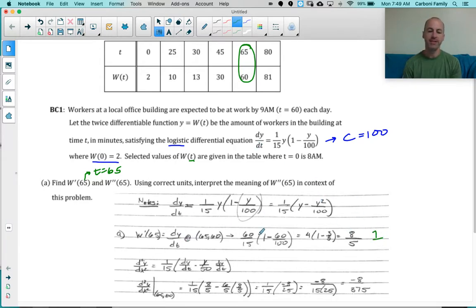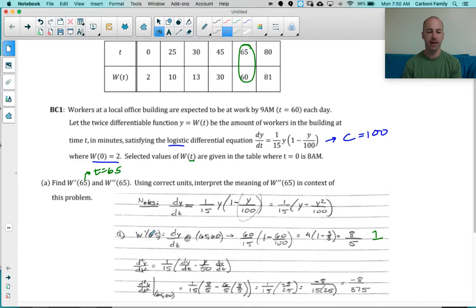Okay, so for the second derivative, it gets a little bit hairier because we do have to differentiate this. And what you have to remember is that this derivative is a function of y. It's your dependent variable, which means your second derivative is going to be implicit. So what I did to make my second derivative easier is I distributed only my y. So I'd have 1/15 y minus y squared over 100. Then I left the 1/15 out. The derivative of y would be dy dt. The derivative of y squared over 100 is 2y over 100, which I reduced to y over 50, times another dy dt.